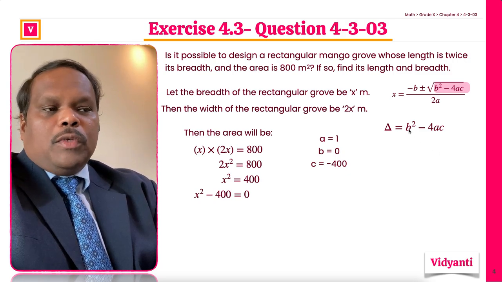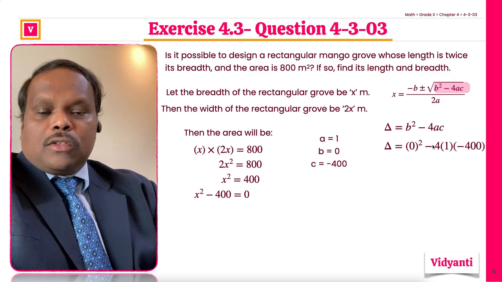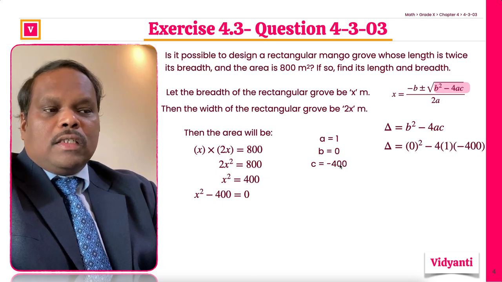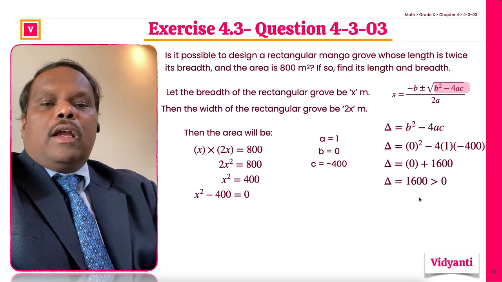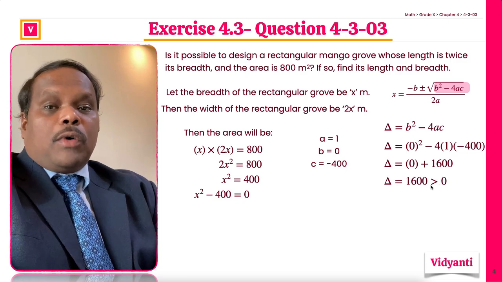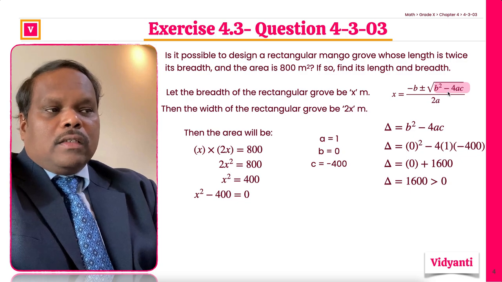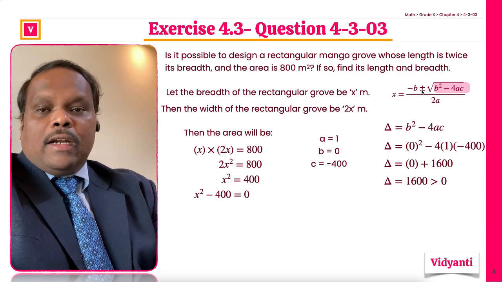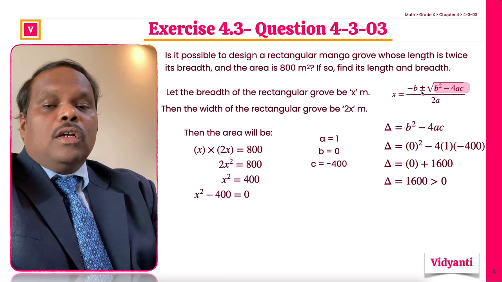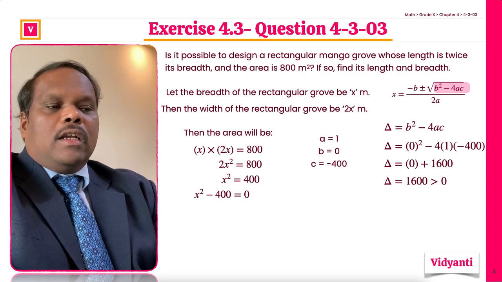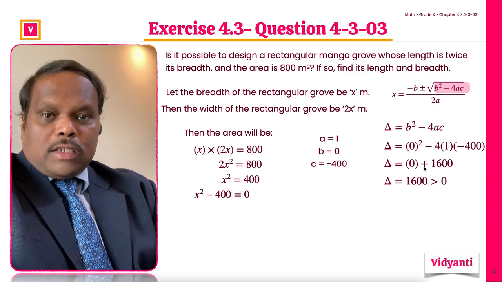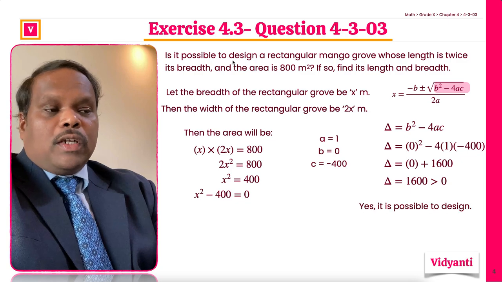So we'll substitute the values. b is 0, so b square is equal to 0 square. Minus 4 times a, which is 1, times c, which is negative 400. Minus minus will become positive, so this will become 0 plus 1600, and that will be 1600. Now this is positive, greater than 0. That means there will be something here which will be added and subtracted. So yes, we will get two separate roots, and even more important, we will get real roots. They will not be complex or imaginary. So yes, this situation is possible. So that would answer our first part of the question.